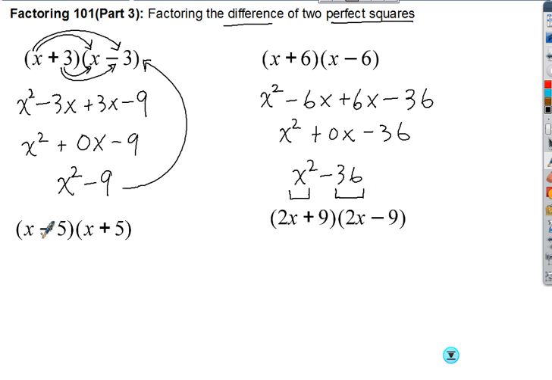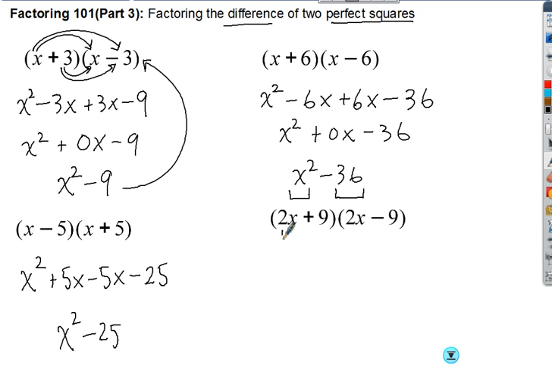Now this one is reversed. I have minus then plus. But the same thing will happen. X squared, right, plus 5x, minus 5x, and then minus 25, again, because I have a positive times a negative, or a negative times a positive. These terms will cancel out, and my final answer will be x squared minus 25.